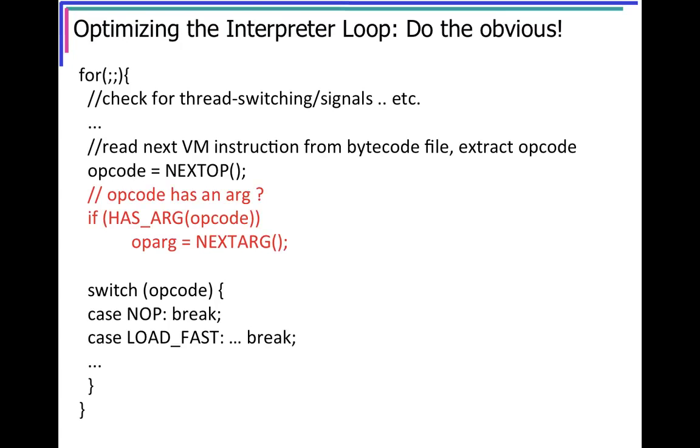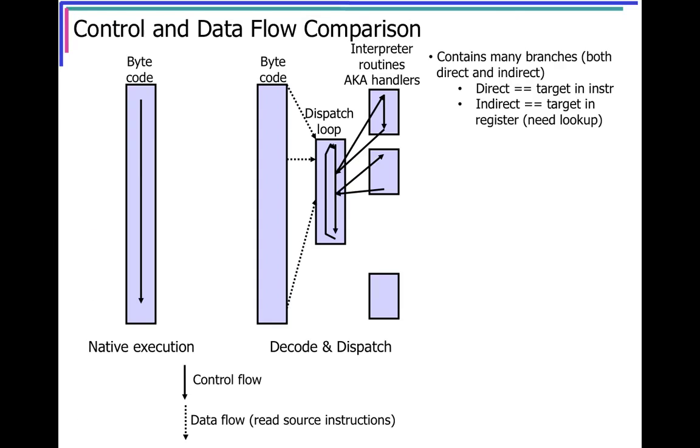Well, the first thing to do is observe that on every single instruction, we're going to check if the opcode has arguments. As I said before, just about half of the opcodes have arguments, the other half do not. So we may want to move this check into the handlers themselves so that we don't have to perform it for the half of the opcodes that have no arguments, because for that, it's just a waste. There's much more that we can do, though.